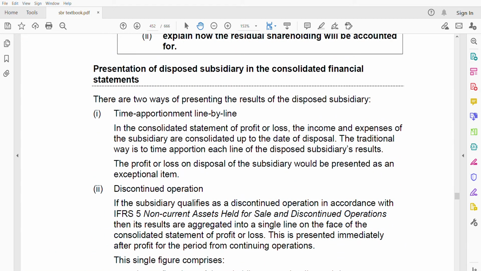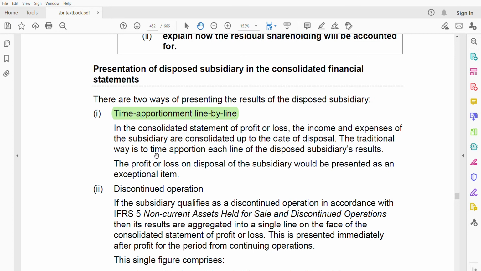Now, presentation of a disposed subsidiary in the consolidated financial statements. How are you going to present this? There are two ways of presenting this. Number one, the first method, is known as time apportioned line by line. In the consolidated statement of profit or loss, income and expense of the subsidiary are consolidated up to the date of disposal. So in that way it's easy.